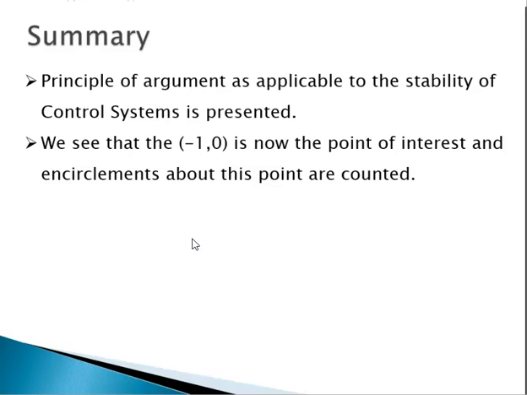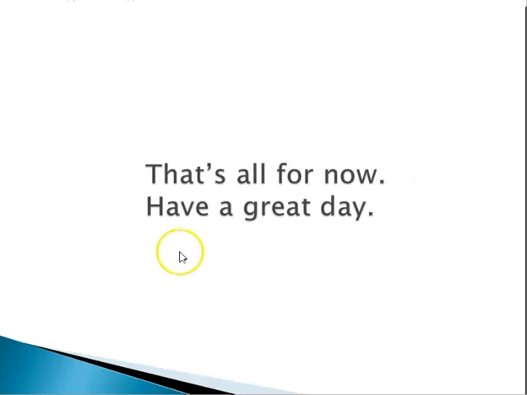We will see how to apply this in a couple of problems in the subsequent video. I think that's all we have for now.